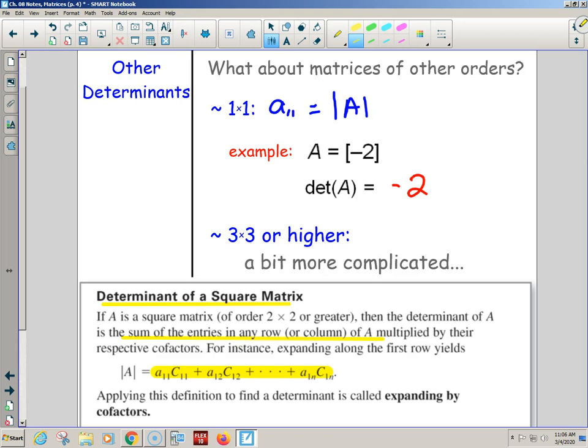So we're choosing any row, any column, and we're multiplying by cofactors. And cofactors, as Alec just pointed out, we don't know what they are yet. But we're going to go find them.